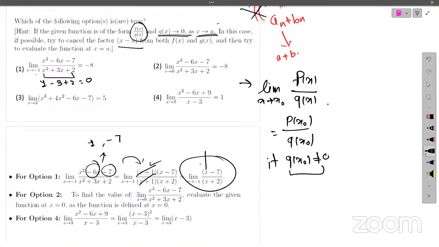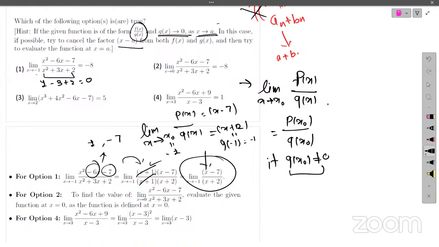Now again, this is in the form of the limit as x goes to x naught of P of x upon Q of x. Here x naught is minus 1, P of x is x minus 7, and Q of x is x plus 2. Q at x naught is not equal to 0: if you put minus 1, Q of minus 1 is minus 1 plus 2, which is equal to 1, not equal to 0. Thus we can apply our result and say this limit is nothing but P of x naught upon Q of x naught. That means minus 1 minus 7 upon minus 1 plus 2. In the numerator we get minus 8, and upon 1, which is equal to minus 8. So that's why option number 1 is correct.